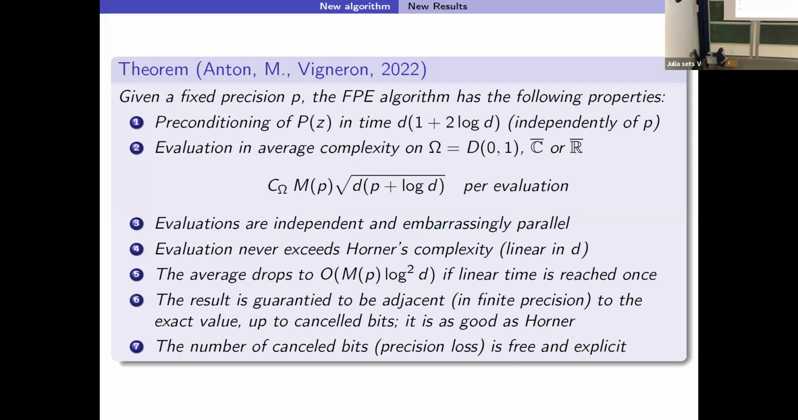What about the average complexity on your favorite set, maybe the unit disk or the Riemann sphere or the real numbers? It turns out that instead of having linear time, like d times m of p, you have d to 1/2. Well, there is the precision here, but the precision is considered fixed. You work in 100 digits, and your degree is large. So at some point, this is just basically constant. Well, logarithm is constant on the computer. You never see a logarithm going to infinity when you do something in practice.